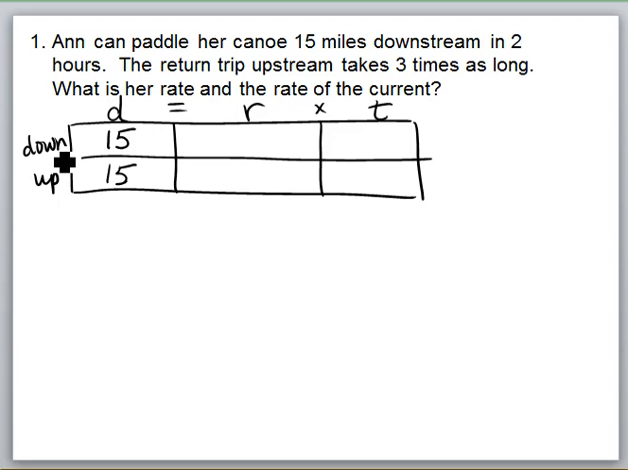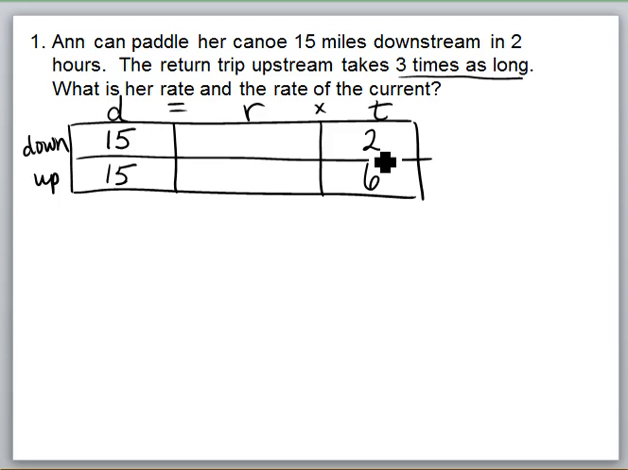What we also want to talk about is the time. When she goes downstream, it only takes her 2 hours, and I always like to fill in the time before I fill in the rate. It makes things a little easier for me, and I'm not memorizing. I'm thinking logically about it. The return trip takes 3 times as long. 3 times as long would mean instead of 2 hours, it would take her 6 hours.